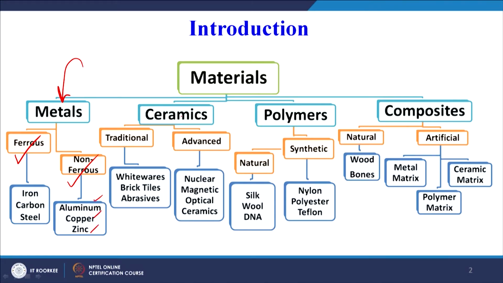Then there are ceramics, which can be traditional ceramics such as white wares or brick tiles. We can have advanced ceramics which are used for nuclear applications and optical ceramics. Similarly, polymers can be natural, like silk and wool, or synthetic, like nylon and polyester. Polymers can further be categorized into thermosets and thermoplastics, which we will see in our subsequent slides. Similarly, there are composites which can be natural, for example wood and bones, as well as artificial, such as metal matrix composite, ceramic matrix composite and polymer matrix composite.